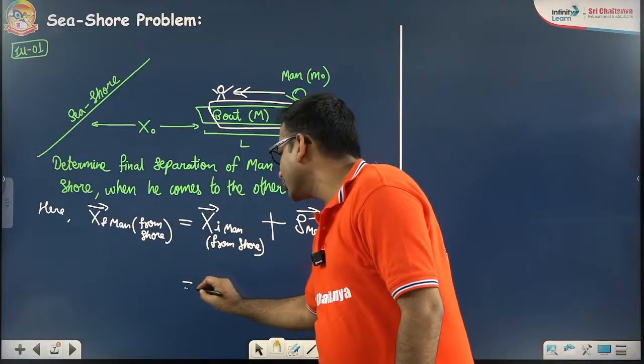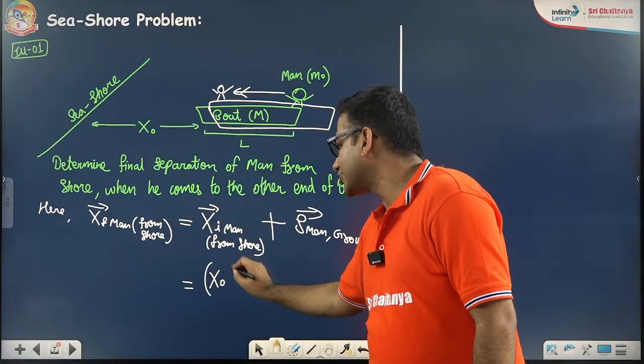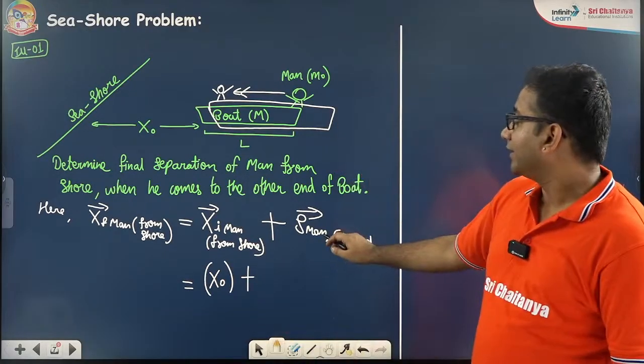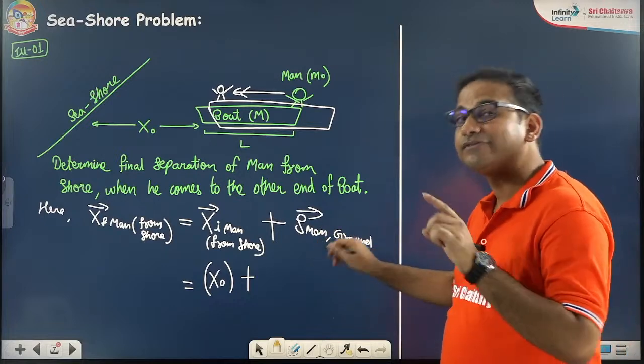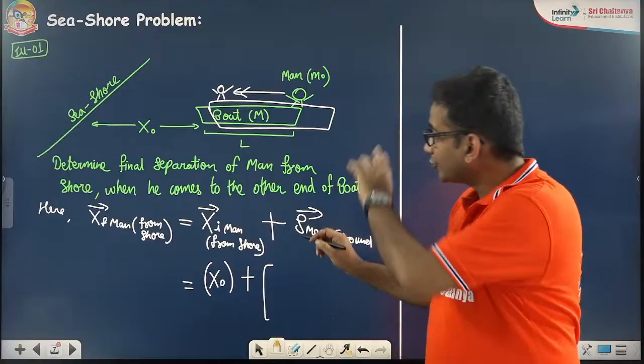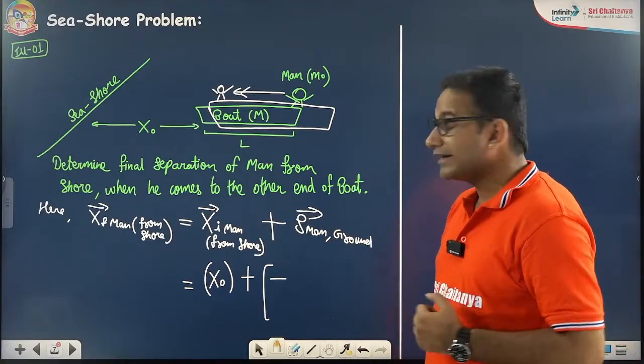So that will be equal to the initial separation, which was x naught, plus you are interested in writing the man's displacement with respect to ground. Since it is towards left, you will be writing it as minus.